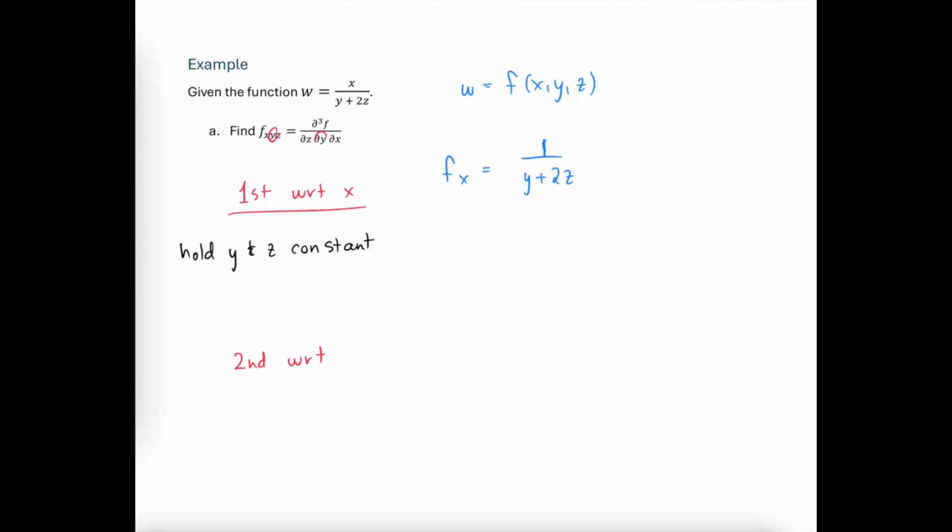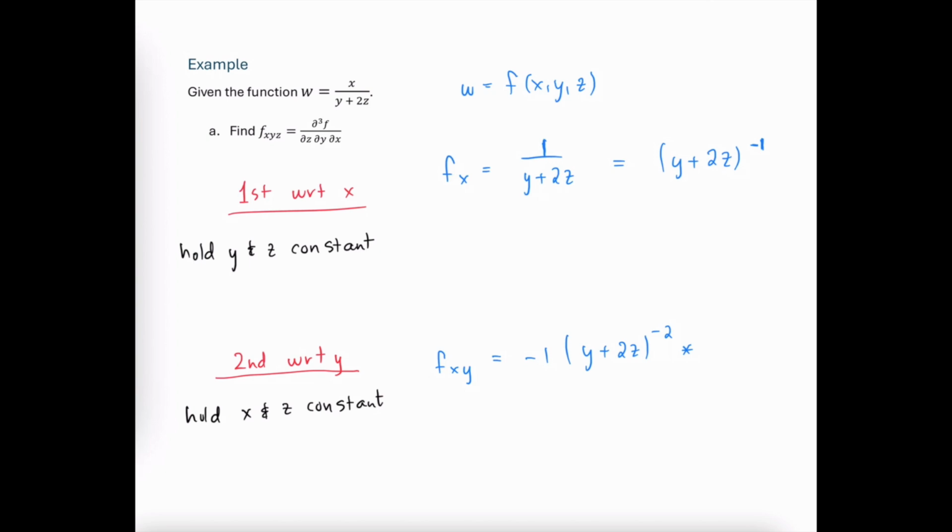Now the second thing that we're going to do is differentiate with respect to y, because that's in the center here. And when we differentiate with respect to y, we're going to hold x and z constant. So since y is in the denominator, I'm actually going to back up one step and rewrite this as y plus 2z raised to the negative 1 power, because we're going to then take that and differentiate with respect to y. I think it's a little easier if we're using that power rule, which is going to be negative 1 times y plus 2z, raised to the negative 2 power, and then multiply by the derivative of the inside function, which is just going to be the derivative of y being 1. Again, the z value is being held constant, so its derivative is 0.